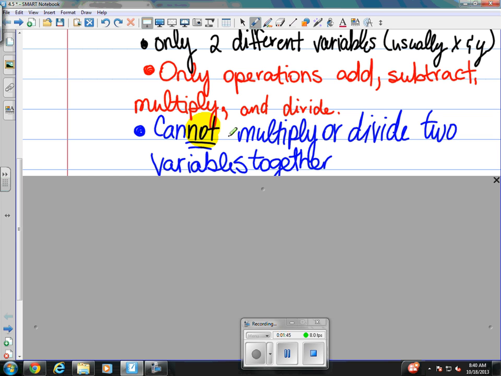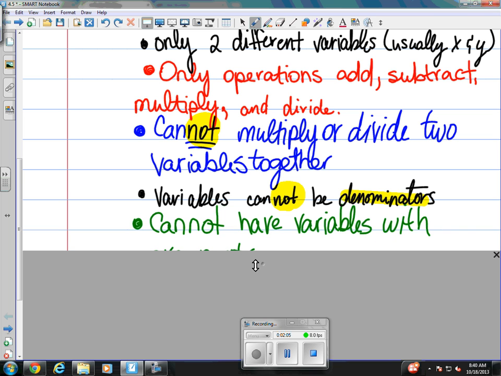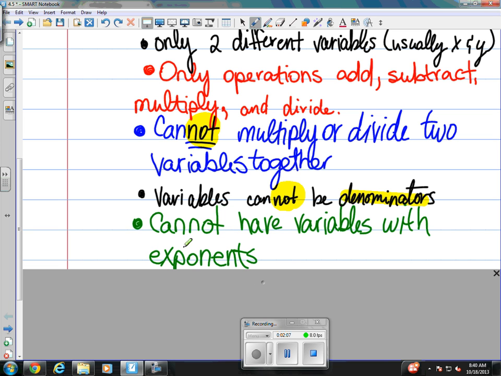You can multiply or divide numbers. You just can't multiply or divide 2 variables together. Variables cannot, so that word not again, be denominators. So that means they cannot be on the bottom of a fraction. They have to be on the top. And our last one, cannot have variables with exponents.